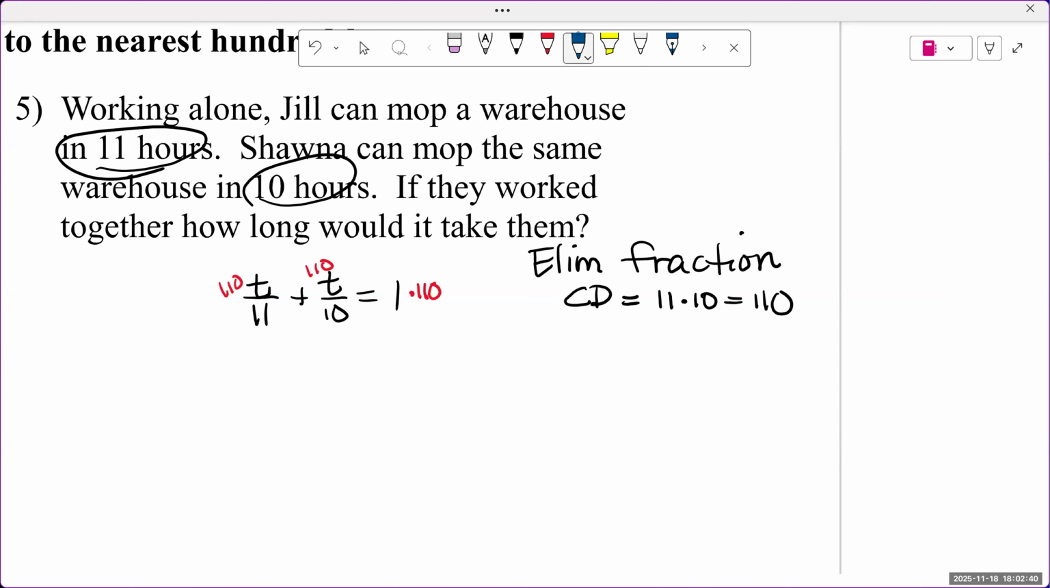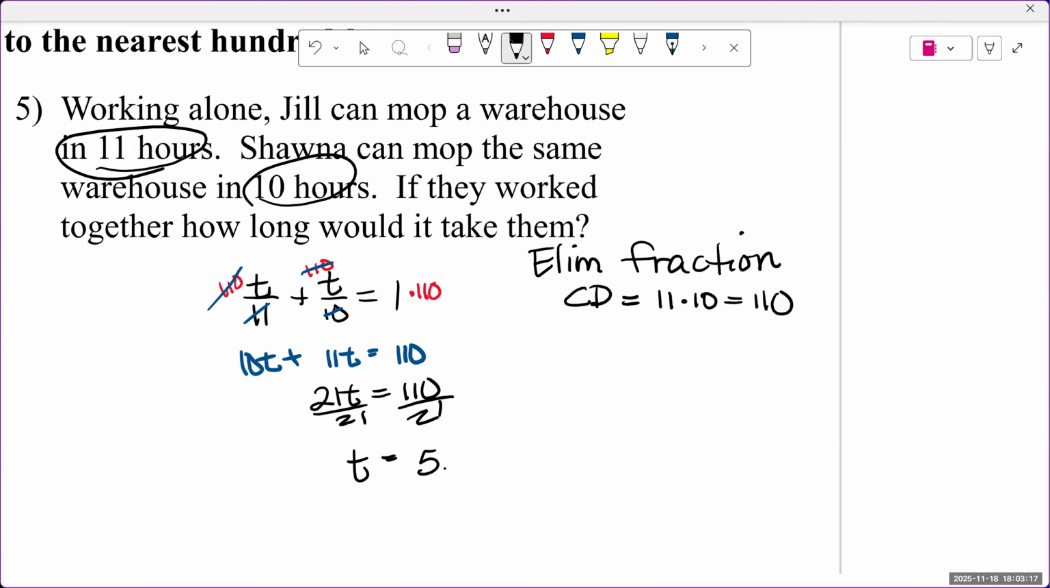Now, the nice thing is if I take 110 divided by 11, I get 10t. 110 divided by 10, I get 11t. 1 times 110 is 110. So combine like terms, divide by 21. So t is equal to 5.24 hours.